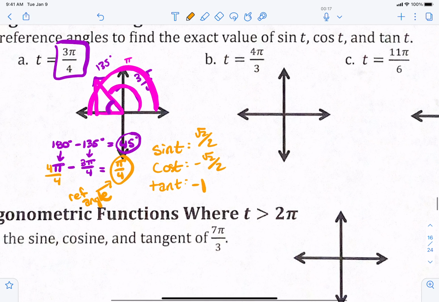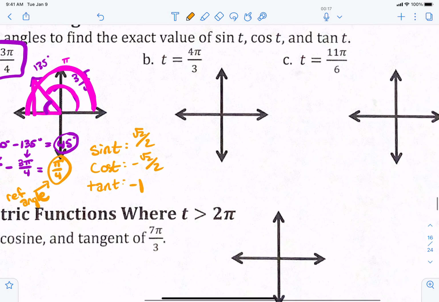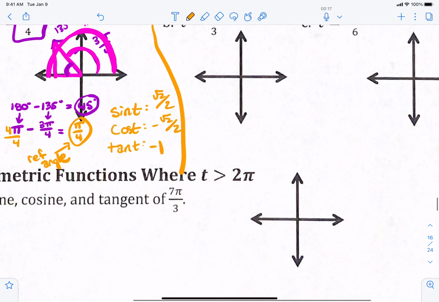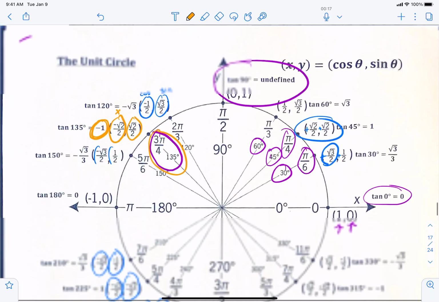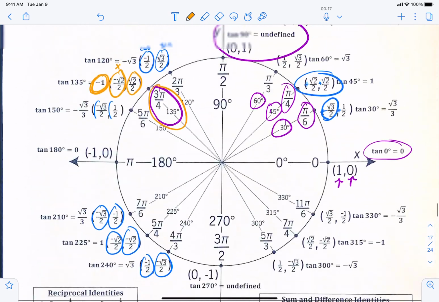Okay. These are kind of difficult to find the reference angle, at least. Reference angle is a little bit harder. Okay? All right? Are you ready? I'll wait. It goes backwards, basically. I hate this part. Wait, why is it backwards? Oh, we're almost done. Okay.